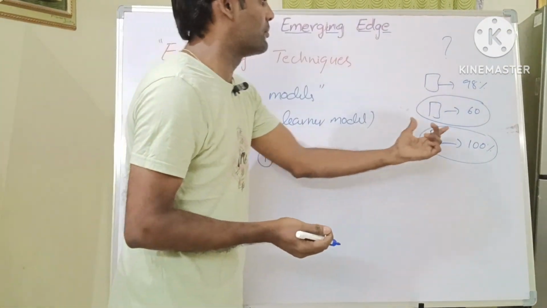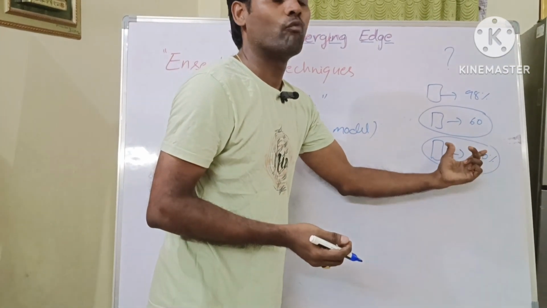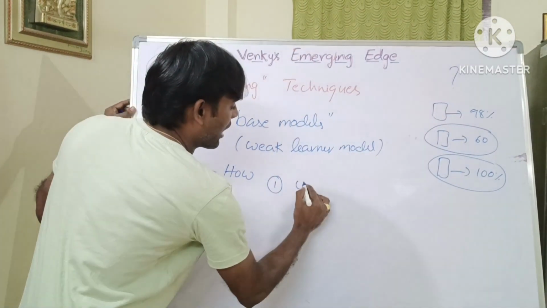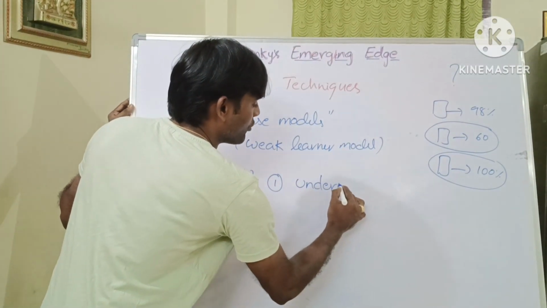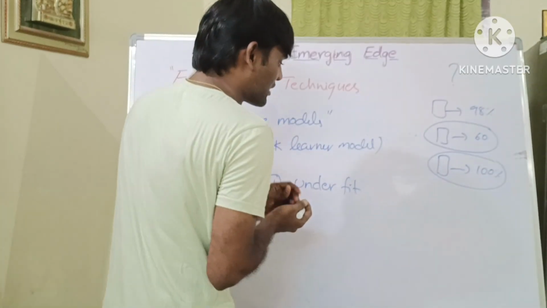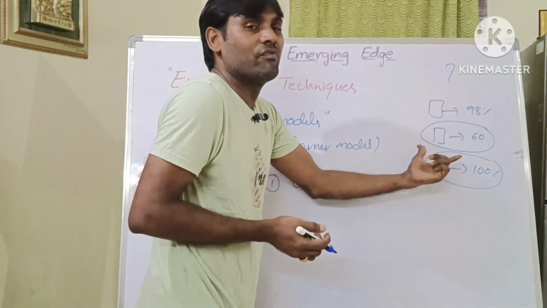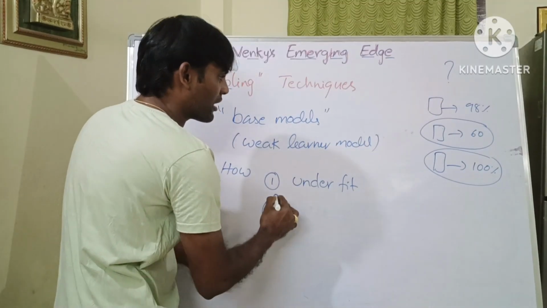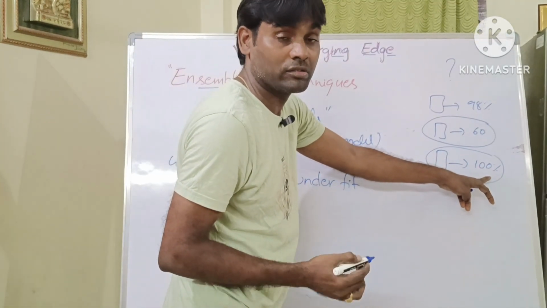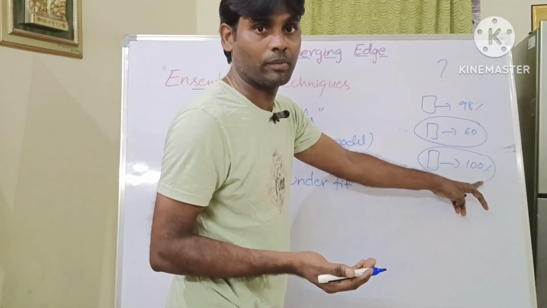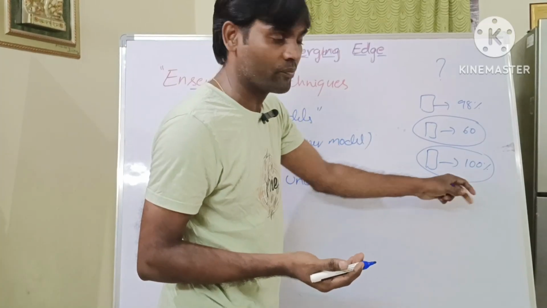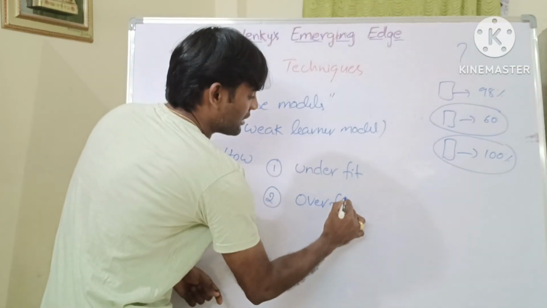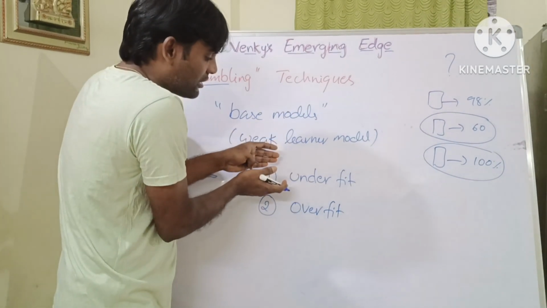less accuracy, or maybe over accuracy. Less accuracy is called underfit. Is it clear? What do you mean by underfit? If any model gives less accuracy, maybe 40 or 50, that is called underfit. Another one: if any model gives high accuracy, maybe 100, sometimes maybe 101, or 99 point something, that is called overfit. Is it clear? Models may be underfit or overfit.